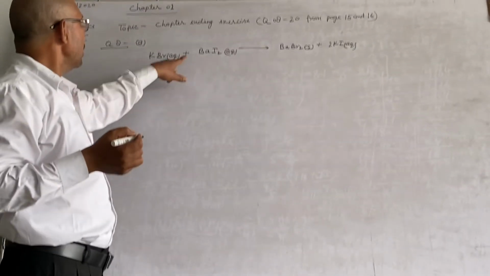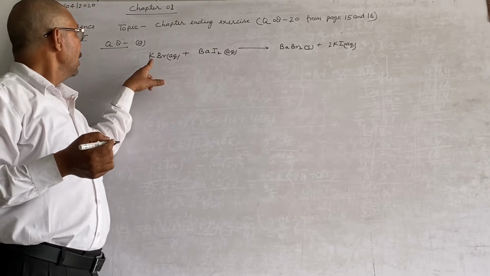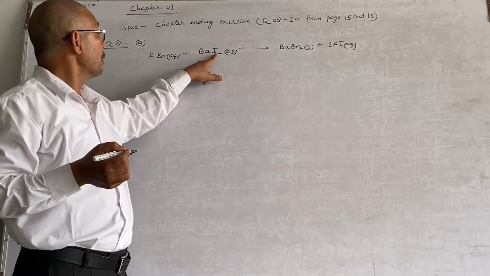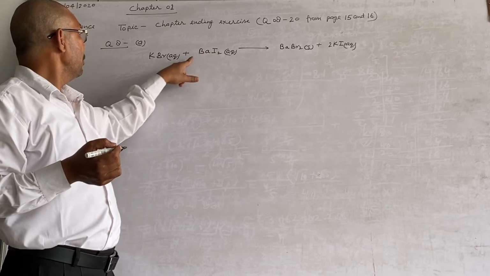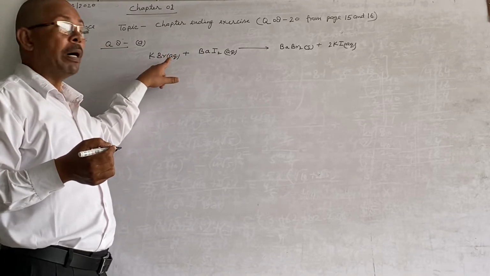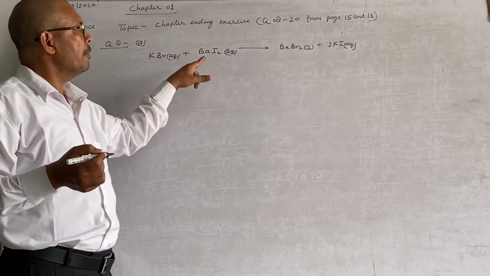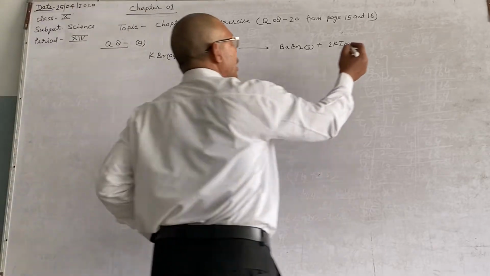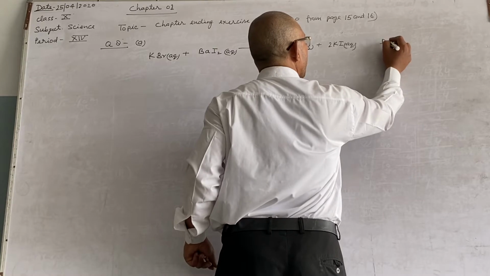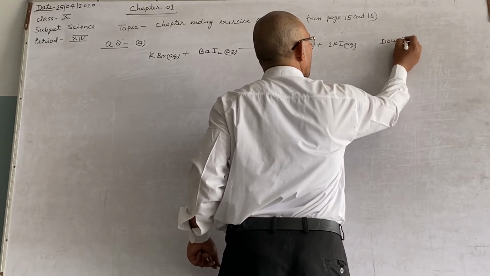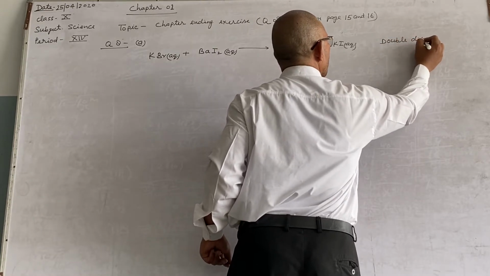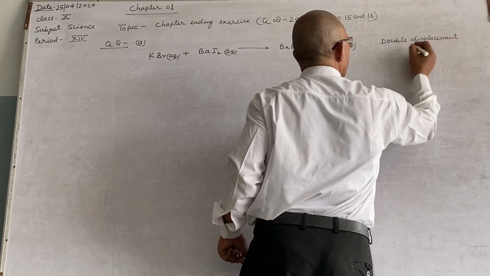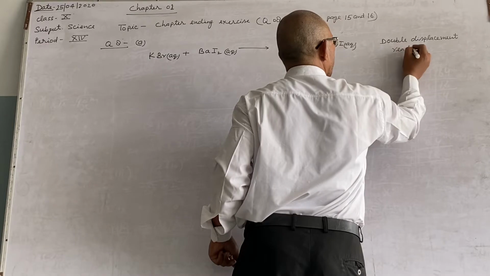You see here in this reaction, potassium ion combines with iodide ion and barium ion combines with the bromide ion. That is, their exchange of ions takes place. So it is a double displacement reaction.